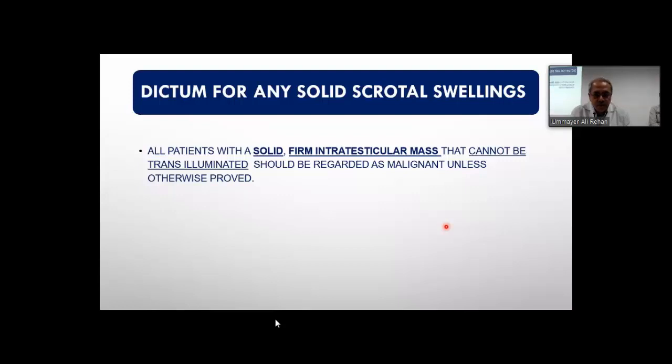We examine the patient again, and if it subsides, that means the size decreases and the patient feels normal, in the sense that there is no dragging sensation, the pain is not there, and the tenderness has died down, then this is something infective in nature. Right? So this is the way we always go about cases having symptoms and signs of scrotal swelling.